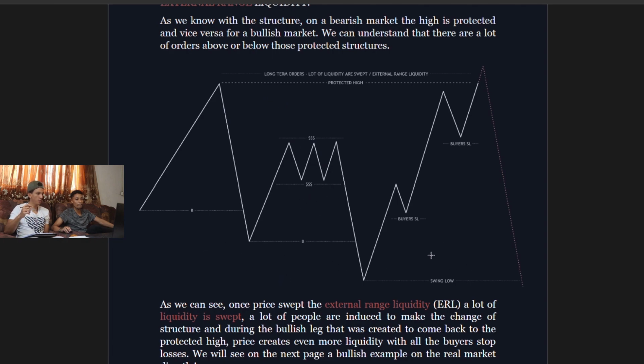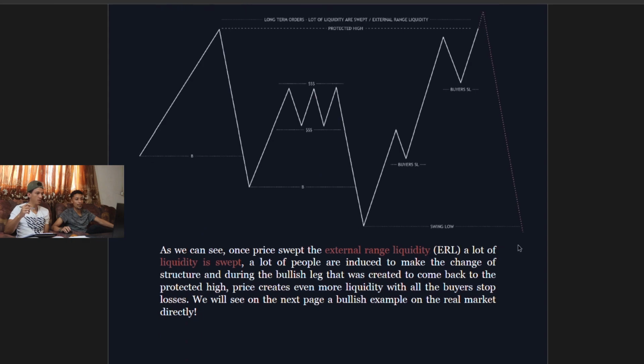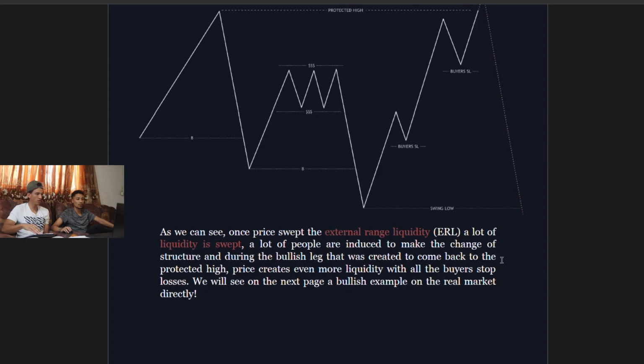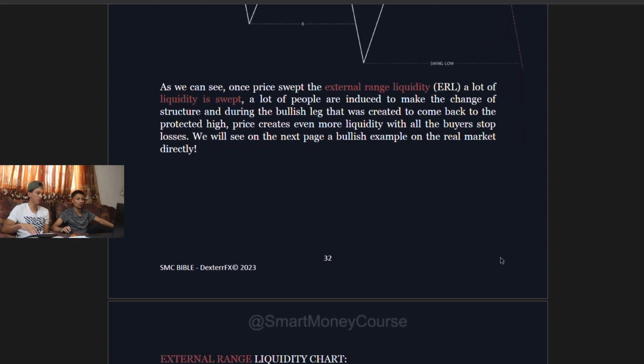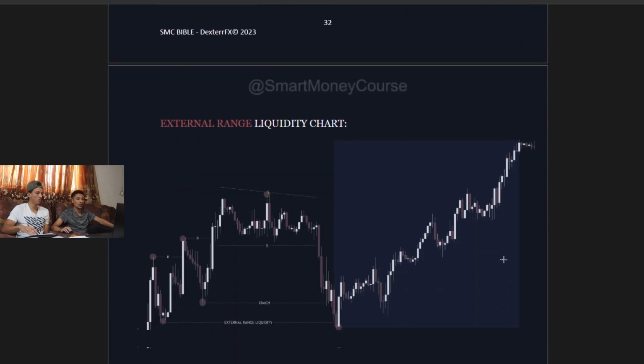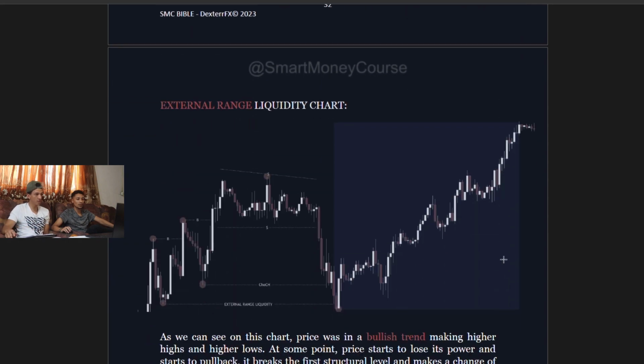As you can see, once price sweeps the external range liquidity, ERL, a lot of liquidity is swept. A lot of people are induced to make the change of the structure, and during the bullish leg that was created to come back to the protected high, price creates even more liquidity with all the buyers' stop losses. We will see on the next page a bullish example on the real market directly, so it will show us an actual example. Here we are. So there is external range liquidity.